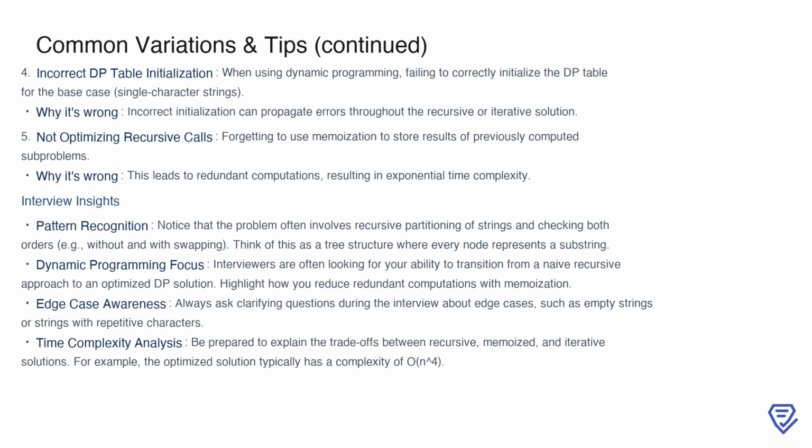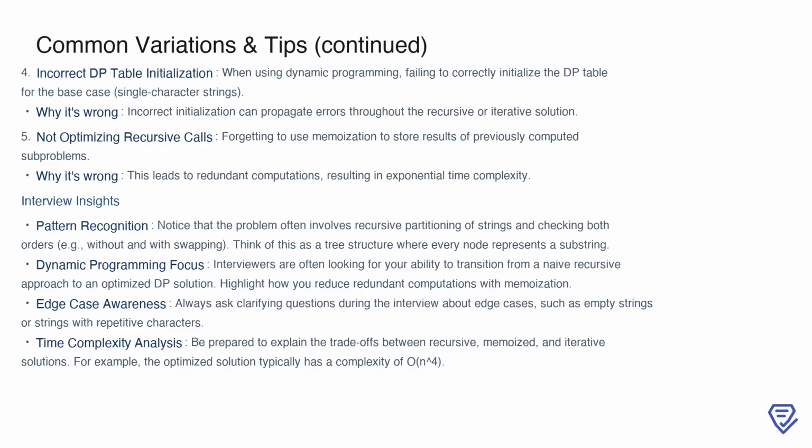Another common challenge arises with dynamic programming solutions. Specifically, initializing the DP table incorrectly, especially for the base case of single character strings, can lead to cascading errors throughout the solution. Proper initialization is key because the DP table builds upon these base cases to handle larger substrings. Additionally, some implementations fail to optimize recursive calls by not using memoization. Without memoization, you end up recomputing the same subproblems multiple times, leading to a dramatic increase in runtime complexity.